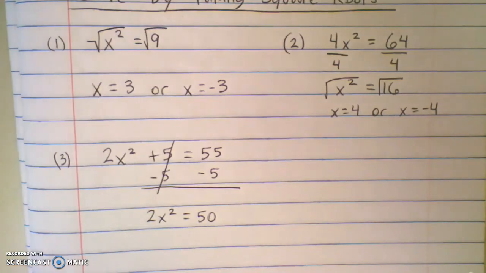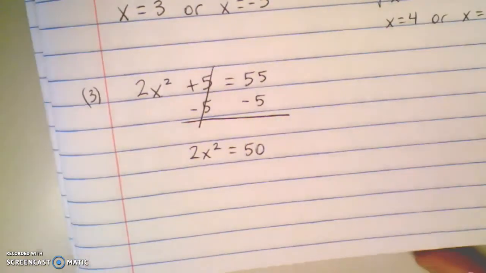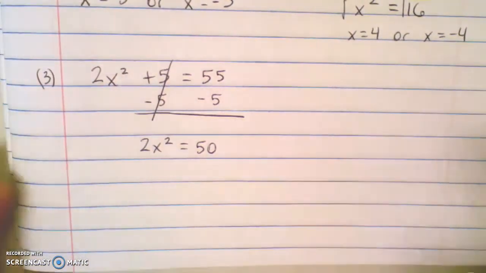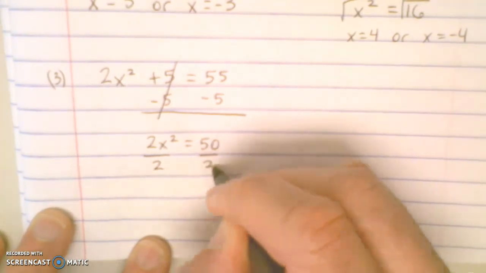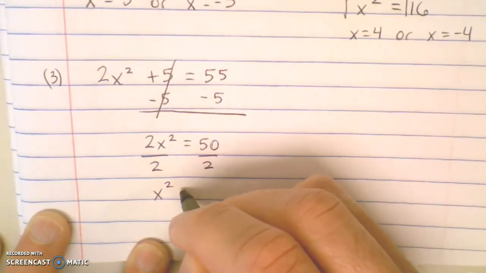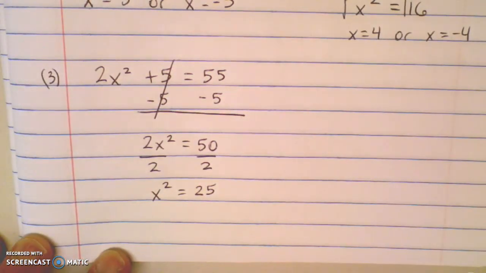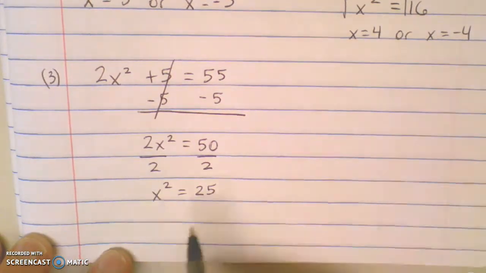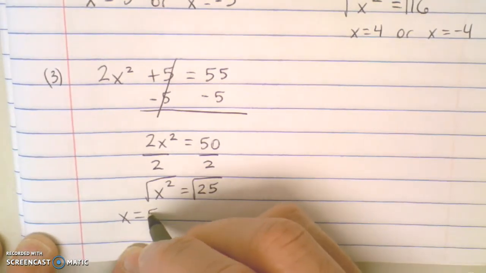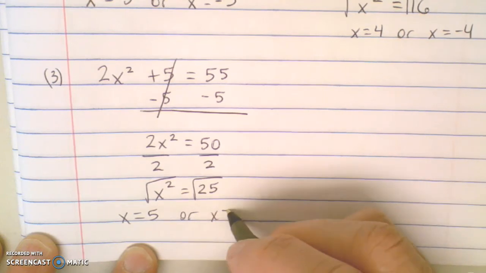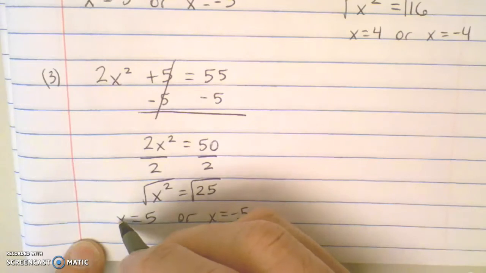From here, we're going to continue to undo. So I'm going to divide both sides by 2 and get x squared equals 25. And now that the x squared is all by itself, I can take a square root of both sides. So either x equals 5 or x equals negative 5. And that's solving by taking square roots.